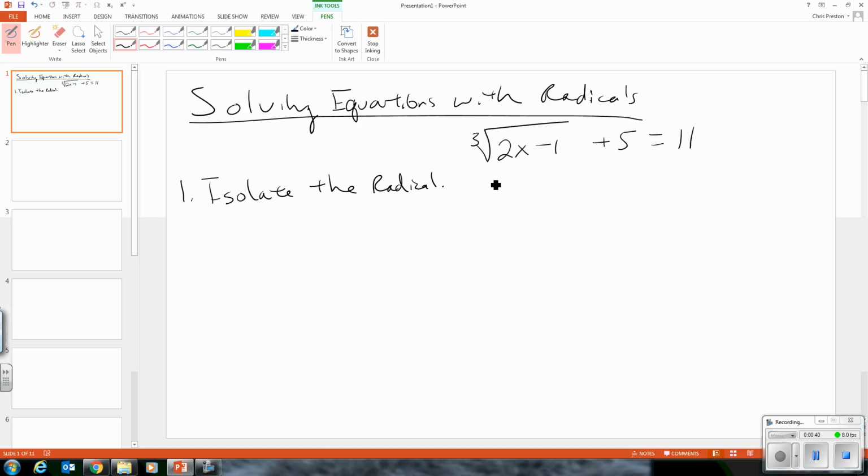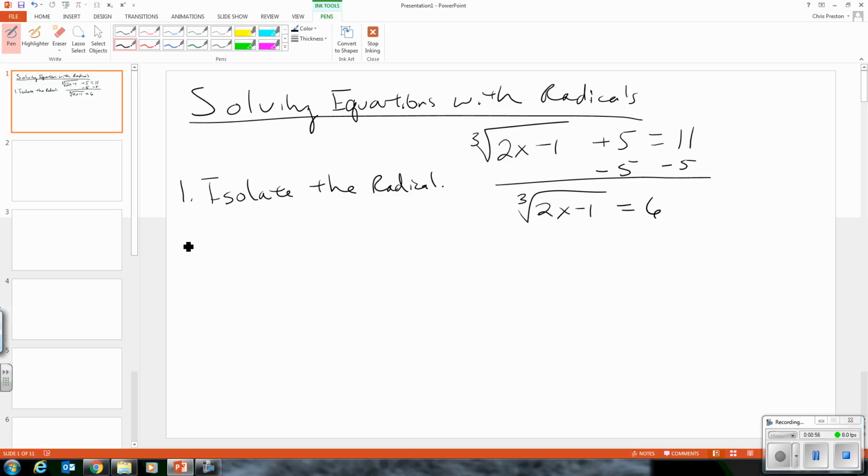You see this is kind of a similar process to when we did absolute values. You want to get the big operation thing alone first. So I want to get rid of this 5. I'm going to subtract 5 from both sides, and I'm going to get the cube root of 2x minus 1 equals 6.